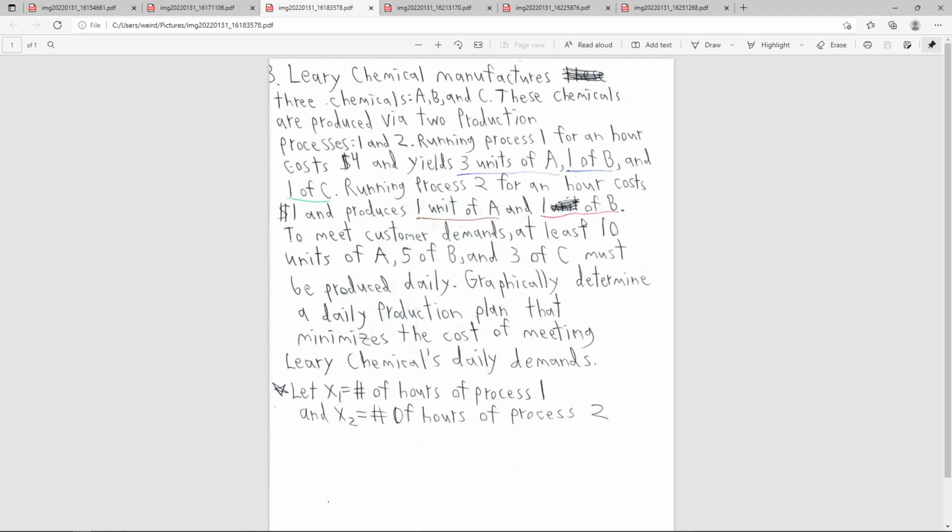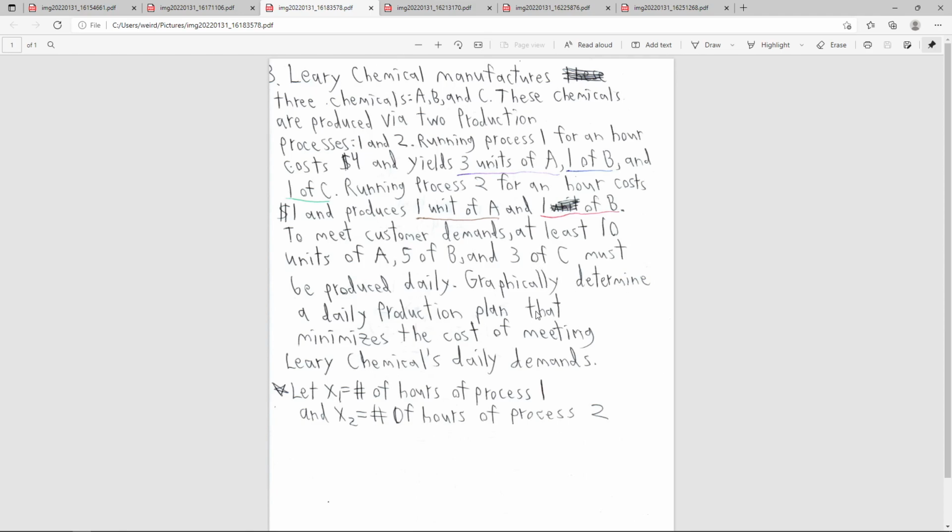Running process 2 for an hour costs $1 and produces 1 unit of A and 1 of B. Those are the big things, the units that are produced, because those are the chemicals, A, B, and C, that we want. To meet customer demands, at least 10 units of A, 5 of B, and 3 of C must be produced daily. At least means greater than or equal to, so we need greater than or equal to 10, 5, and 3 for those.